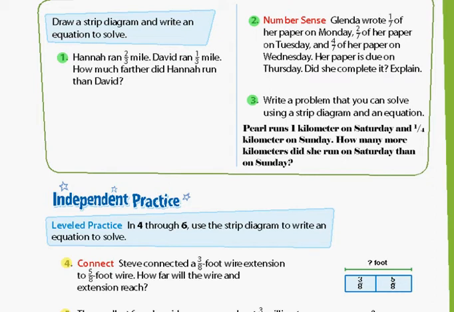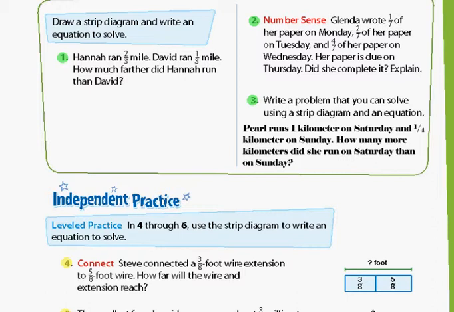We have some word problems we're going to work on for today's lesson. First problem: the instruction says draw a strip diagram and write an equation to solve this. Problem number one, Hannah ran 2/3 mile. David ran 1/3 mile. How much further did Hannah run than David?